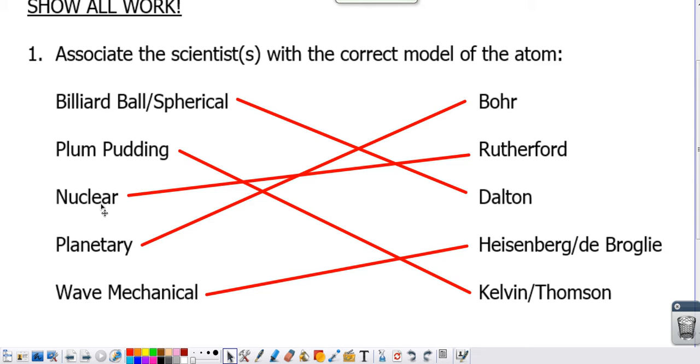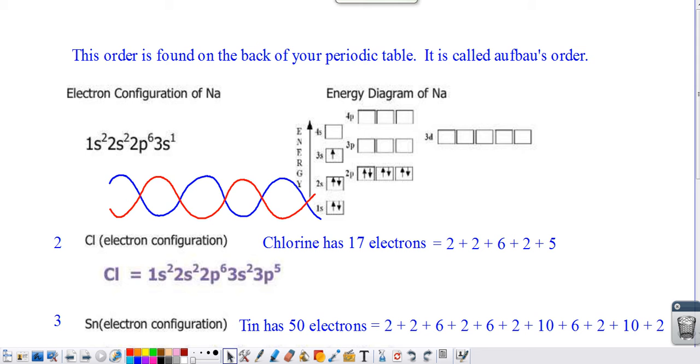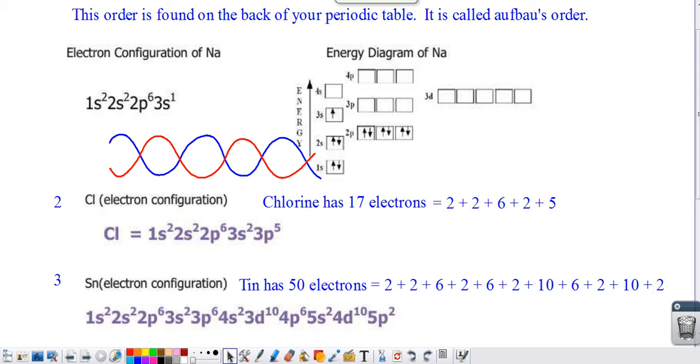Bohr had them moving around like planets. And then Heisenberg, de Broglie, and a whole slew of scientists worked together on the wave or quantum mechanical model. Your homework was to do some electron configurations, just in case you didn't know that. Right, and it looked like this.